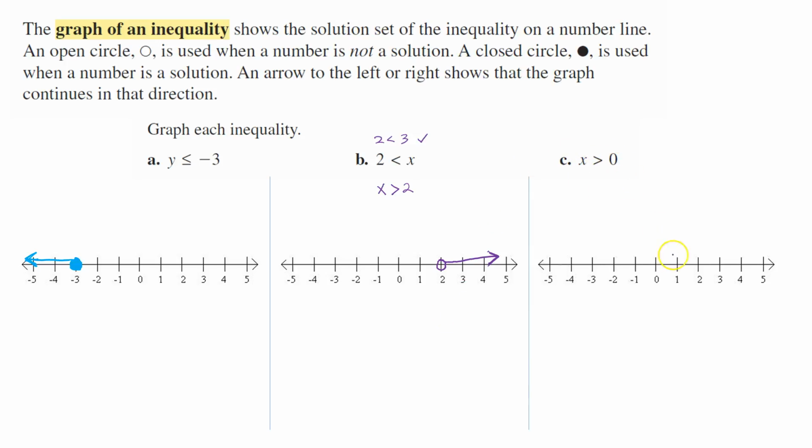x is greater than 0. So I want all the numbers that are bigger than 0. So my circle is going to be at 0. Is 0 a solution? No, because 0 is not greater than 0. But numbers to the right of 0 are greater than 0. So bada bing, bada boom. You can notice that the little underneath line corresponds to having a closed circle, and not having the little equal to sign underneath gives you an open circle.